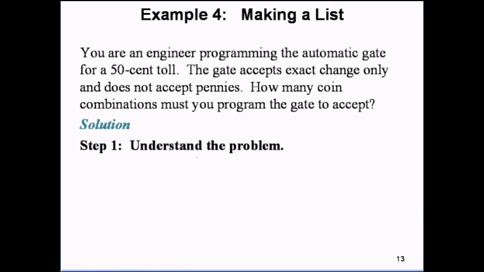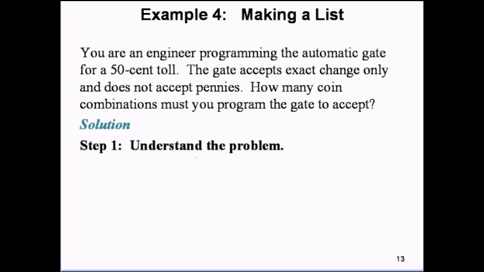All right, if you are an engineer and you're programming a toll gate, like where you throw your coins in the basket, and then the gate comes up. The gate accepts exact change only, and no pennies. How many combinations must you program the gate to accept?